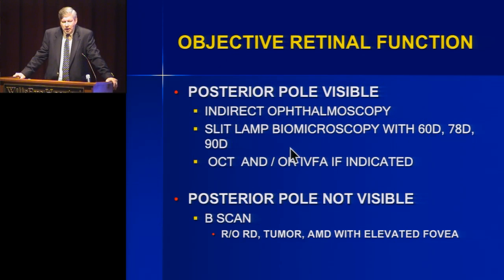Okay, let's talk about looking at the retina. Well, when we look at the retina, we obviously do it, if the posterior pole is visible, using an indirect, and we also do slit lamp biomicroscopy with a 60, 70, or 78 or a 90 diopter lens. And depending on what we see, we may get an OCT.